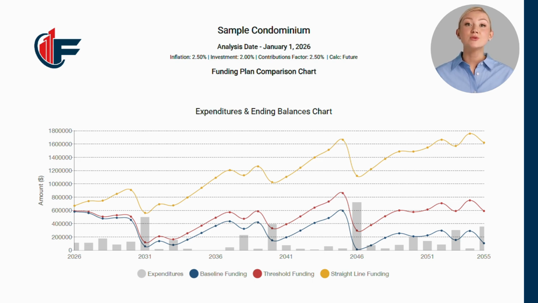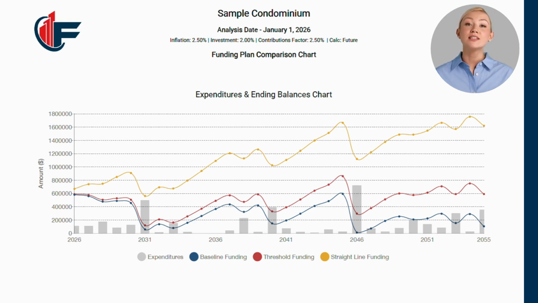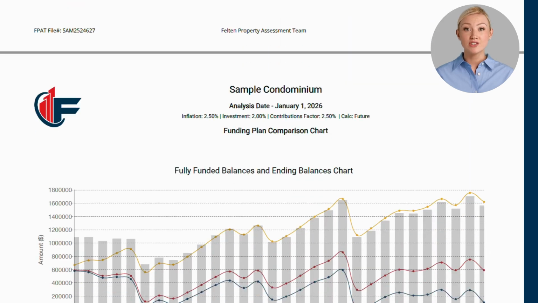You'll see that in years with major expenditures, the ending balance declines. These charts align with the cash flow and component funding plans reviewed in the previous sections. Notice how the blue line, representing the baseline funding strategy, drops close to 0 in 2046. These charts provide a clear visual of the level of risk associated with each funding strategy.